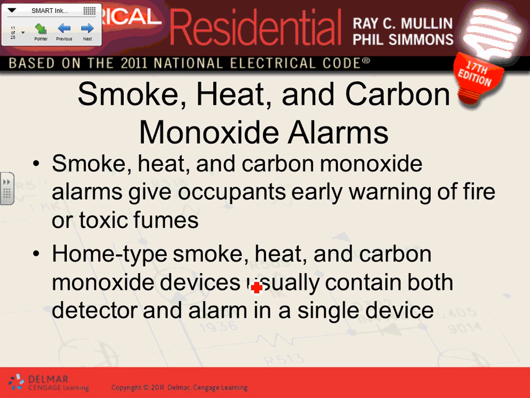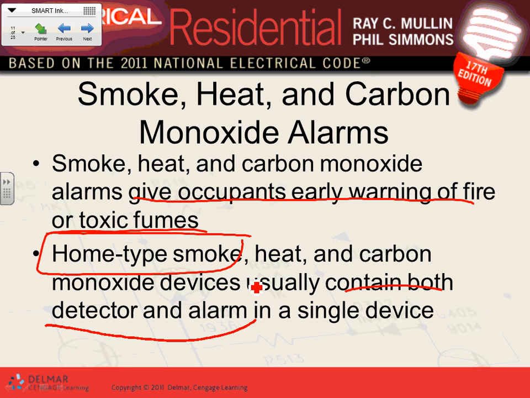Okay, so why do we have all these detectors? To give the occupant early warning to get out of there because there is a fire or a gas that could kill them. They usually contain both the detector and the alarm. And in homes, this is what I want to focus on: the home type smoke or heat detector contains both the detector and the alarm in one.